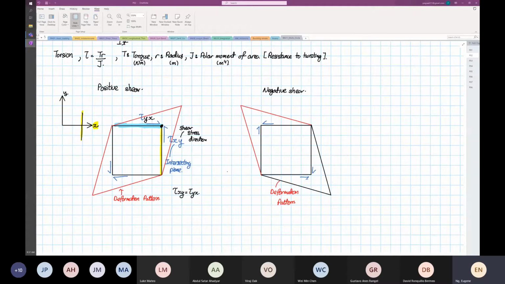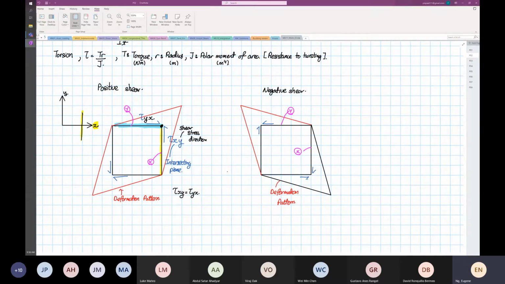As usual, we are going to label this point X. This will be our point Y. Again, this is our point X. And over here, this is our point Y. So now we're going to translate this onto Mohr circle.